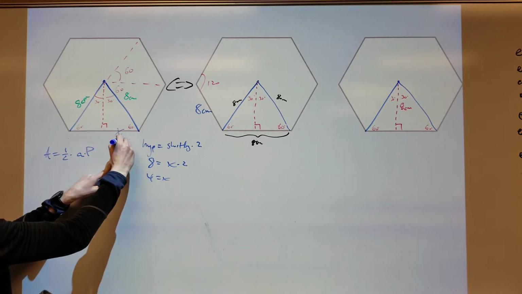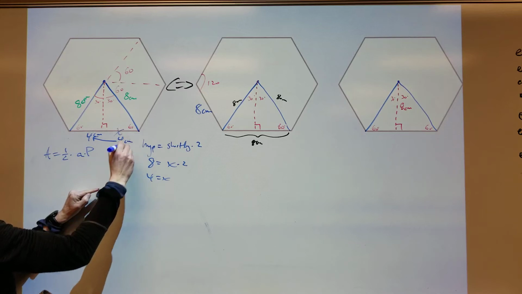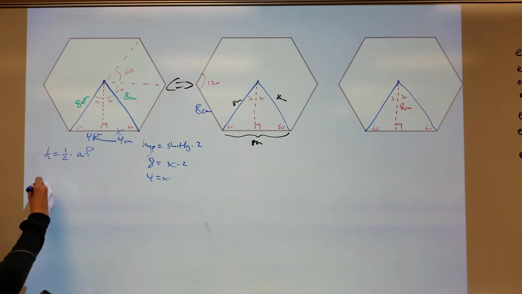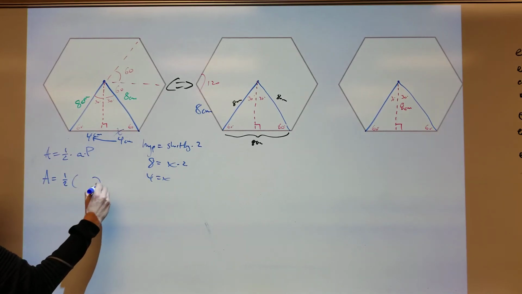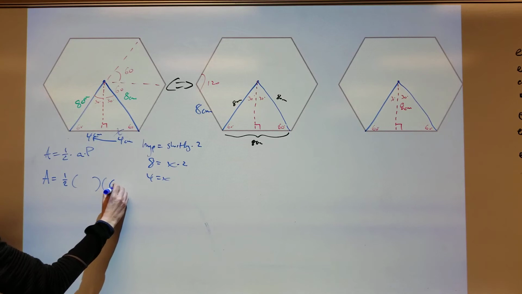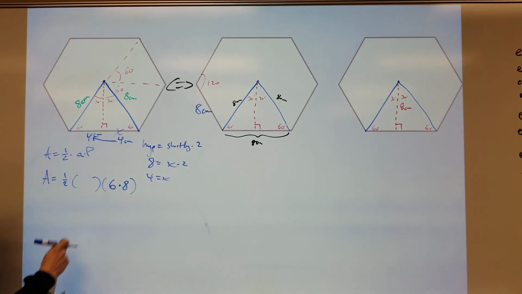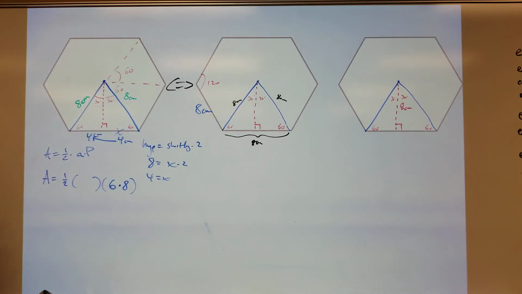If I know that this is 4, then I know that this is also 4 centimeters. So our total side length there is 8. As I'm working here, I need to know what the apothem is, but I do know that the perimeter is going to be 6 sides times 8 centimeters each. I know what the perimeter is going to be, right? 8, 8, 8, 8 makes 48 total.